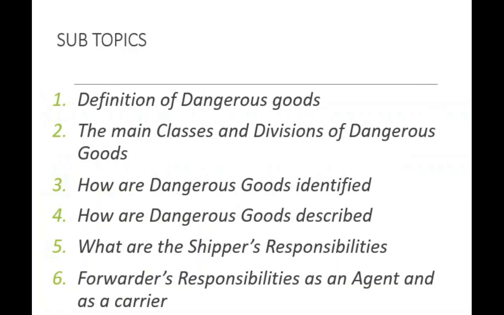6 subtopics will be covered in this session, and they are as follows. Number 1, definition of dangerous goods. 2, the main classes and division of dangerous goods. 3, how are dangerous goods identified? 4, how are dangerous goods described? 5, what are the shipper's responsibilities? 6, forwarder's responsibilities as an agent and also as a carrier of dangerous goods in international rail transport.